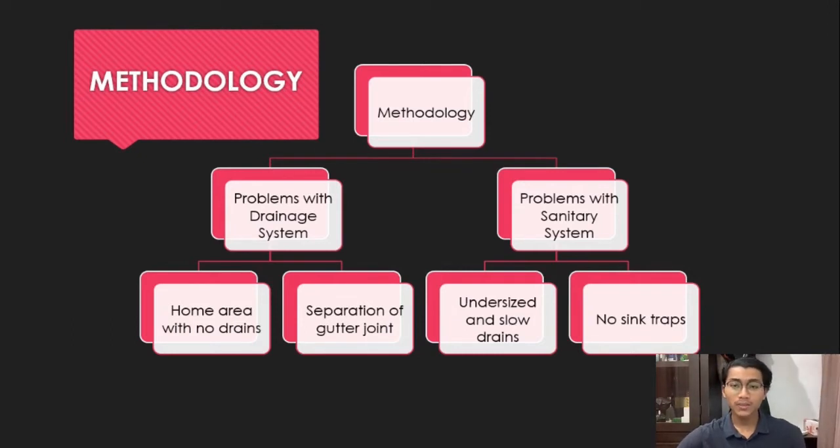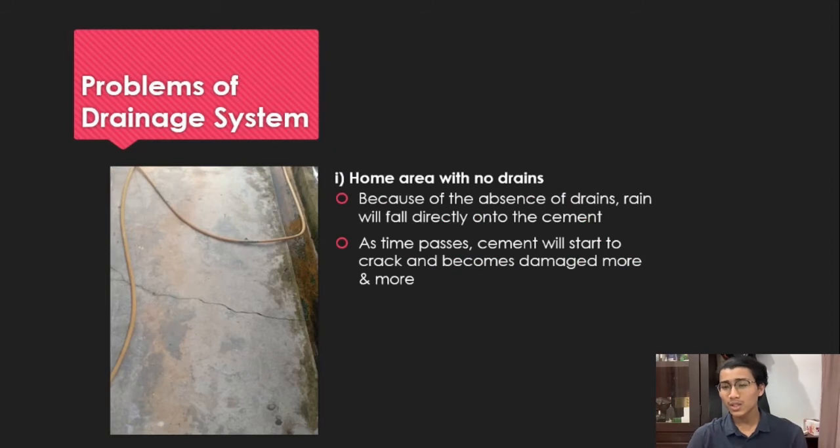Now I present the methodology for our case study, which consists of problems with the drainage system and problems with the sanitary system. Problems with the drainage system consist of two points, which are home area with no drains and separation of gutter joints. For home area with no drains, because of the absence of drains, rain will fall directly onto the cement, and as time passes, the cement will start to crack and become more and more damaged.